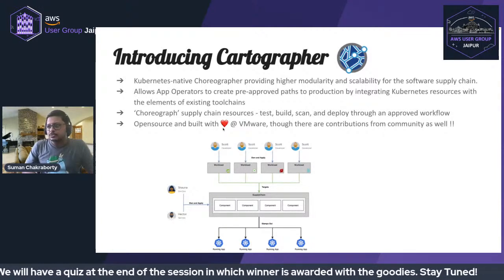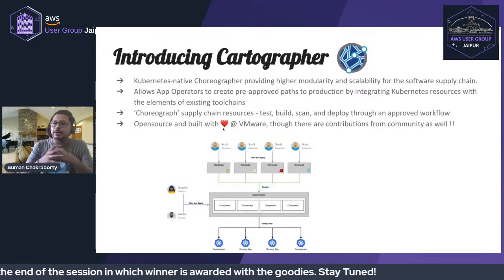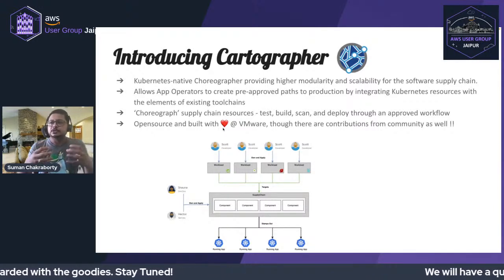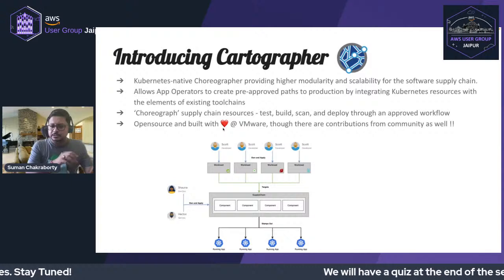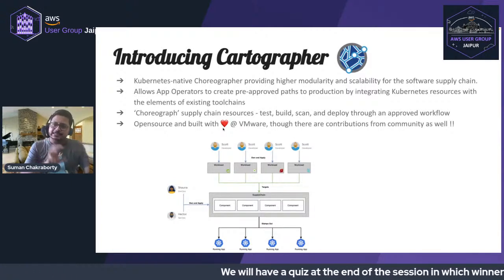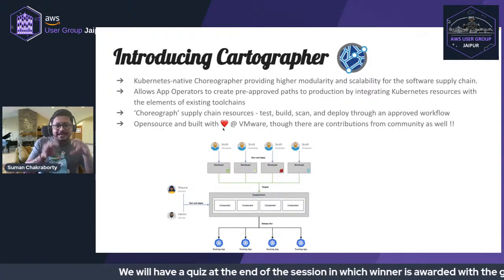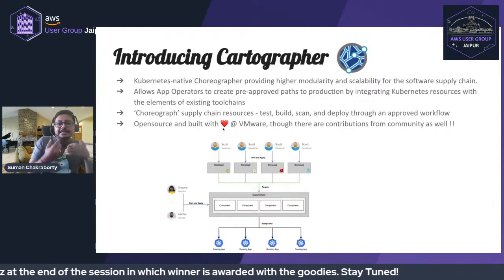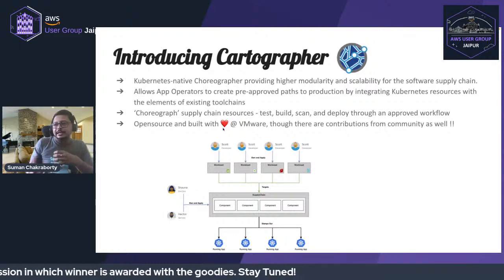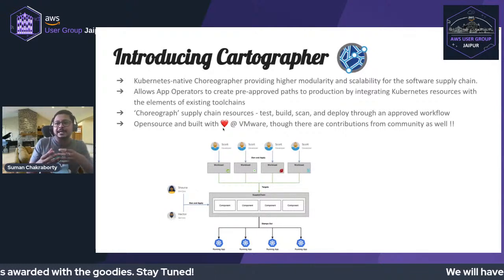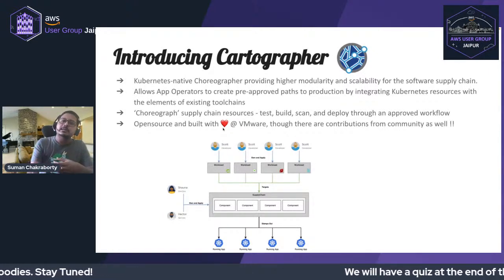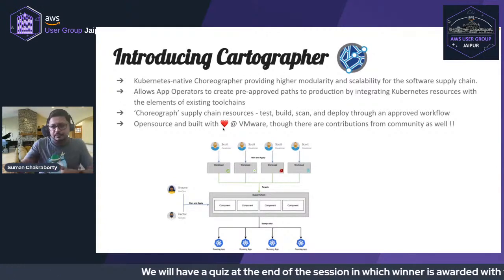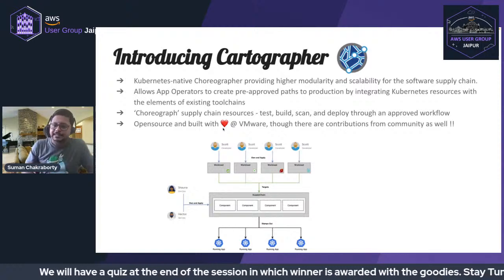What Cartographer does is basically allow your app operators to create a pre-approved path to production by integrating different Kubernetes resources with the elements of your existing tool chain. Cartographer as a tool is not directly controlling all your underlying tools that you're using in your environment. You can use any set of tools. Cartographer doesn't rely on tooling schema. What it relies on is the output from that particular tooling schema that is fetched into a specific template. We will be discussing what kind of templates they are.